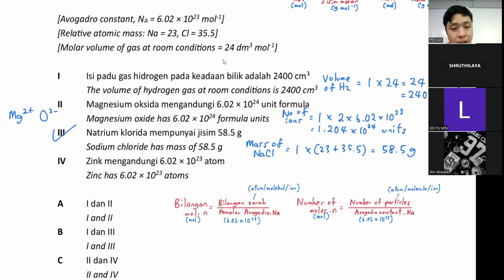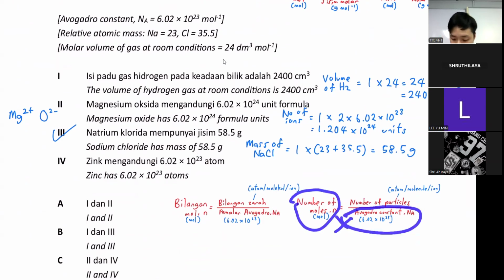Fourth, zinc has 6.02 times 10 to the power of 23 atoms. Same thing. You use this formula: mole multiply Avogadro constant.